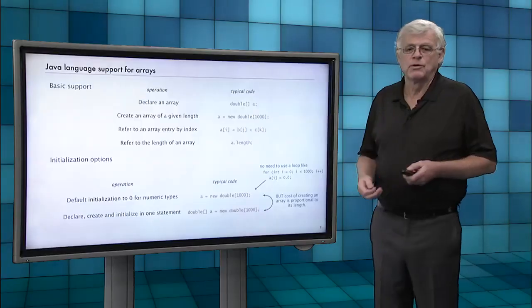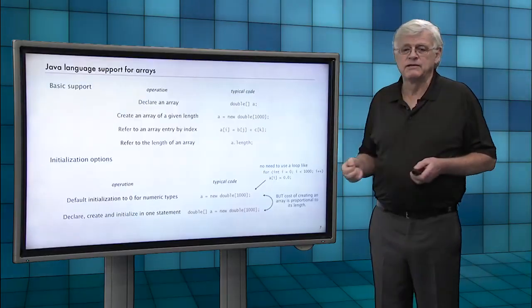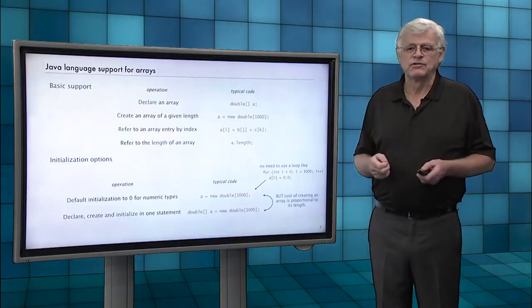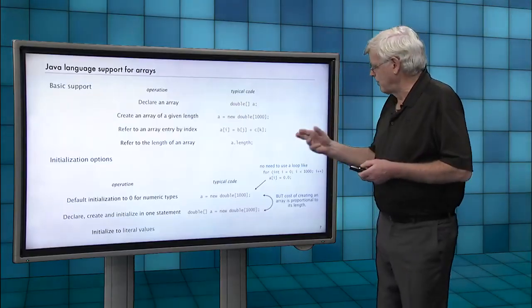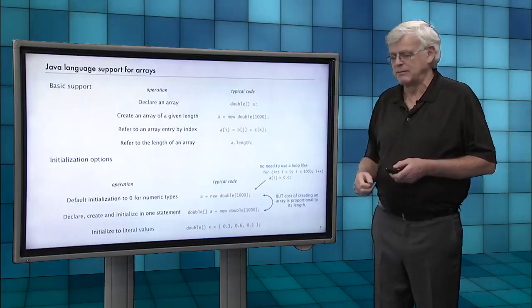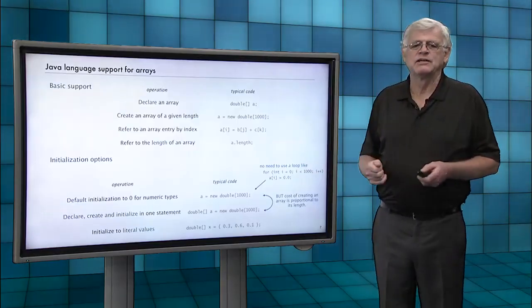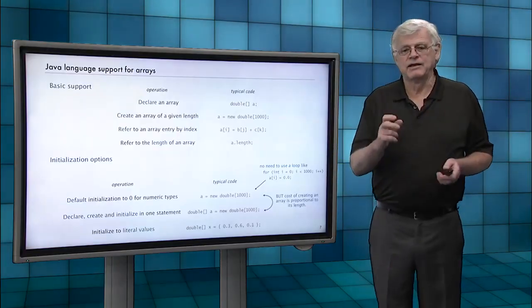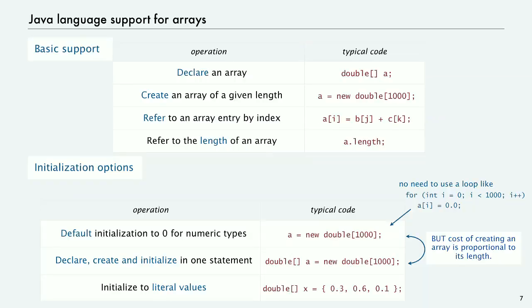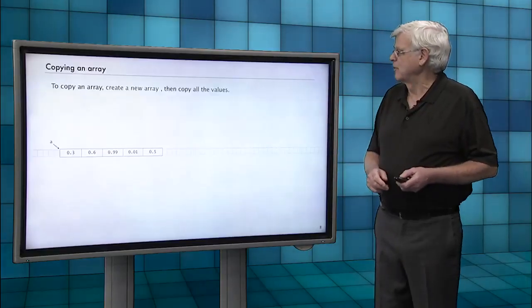So that's the language support, and that's really all the code that you need to know in order to be able to write interesting and effective code that uses arrays. One other thing: initialize to literal values. You can write that x is an array of doubles, and then put a bunch of values inside curly braces. It'll create an array of exactly that length and initialize the array with those values. That's useful for arrays that aren't long or large to get started. Okay, so that's the language support that we need.